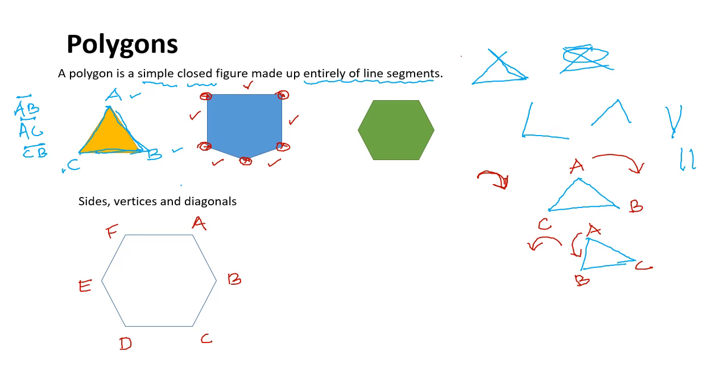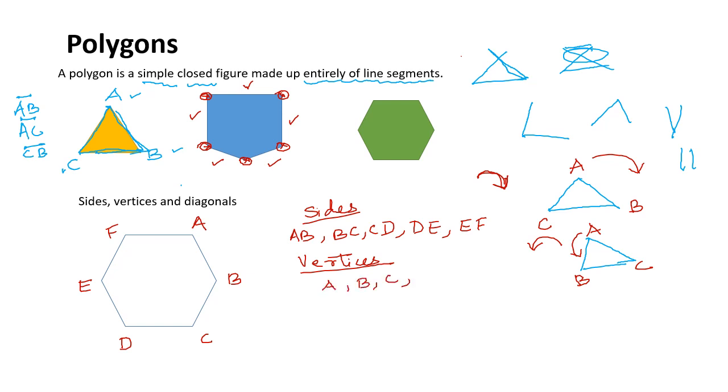Now can you see the sides? What are the sides here? Sides are AB, BC, CD, DE, EF and FA. They are the sides of the figure. Now when you say about vertices, what are the vertices of this figure? Vertices, we have named it as A, B, C, D, E and F.